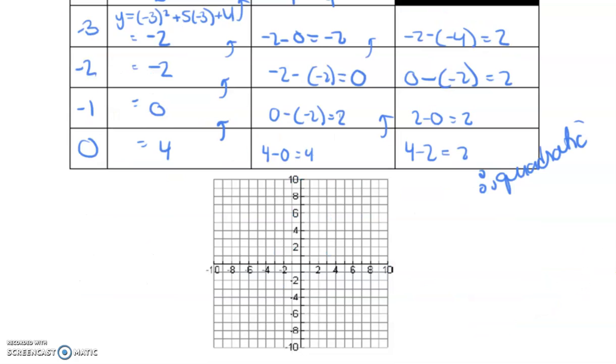Okay, therefore quadratic. And we're going to go ahead and graph these points. Okay, so I'll start with these ones: 0, 4, -1, 0, -2, -2, -3, -2. That means the vertex is going to be somewhere in here. I'll make this a little darker. Okay, vertex is going to be somewhere here. And then this is symmetric. So we have this, and then we have this. Here we go. Okay, and we want to go y equals x squared plus 5x plus 4.